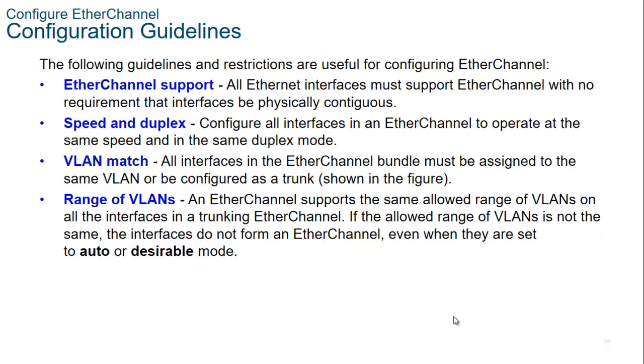VLAN settings must also match, and if it is set to be a trunk, the other side must be a trunk as well. Range of VLANs: if one side of the trunk is set to allow VLANs 10, 20, and 30, the other side must also be set to allow the same range of VLANs. If it doesn't match, no channel will be established.